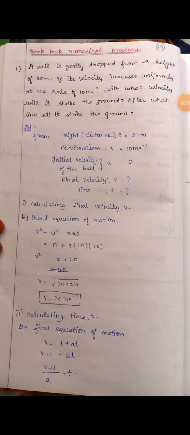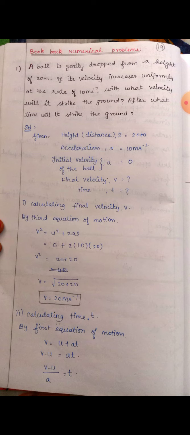Students, now let us solve the numerical problems. Look at question 1. A ball is gently dropped from a height of 20 meter. If its velocity increases uniformly at the rate of 10 meter per second squared, with what velocity will it strike the ground? After what time will it strike the ground?